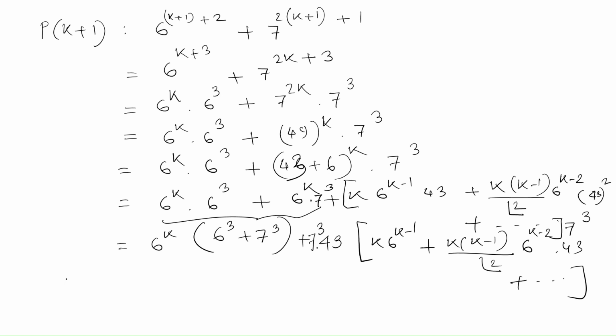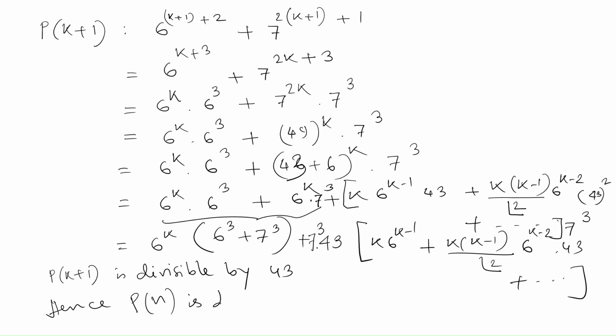Therefore, P(k+1) is true. Then P(k+1) is divisible by 43. Hence, we can say P(n) is true. So, P(n) is also divisible by 43.